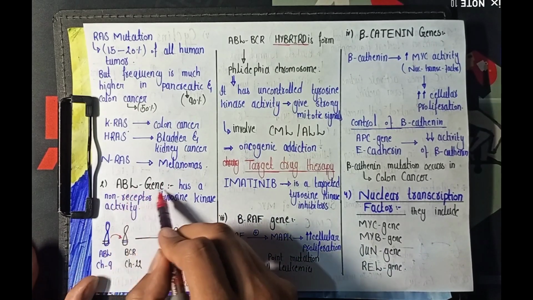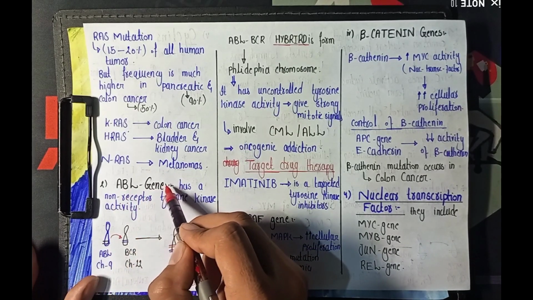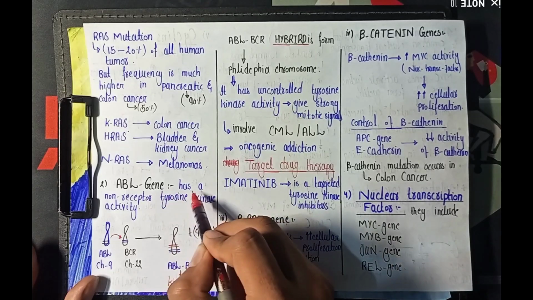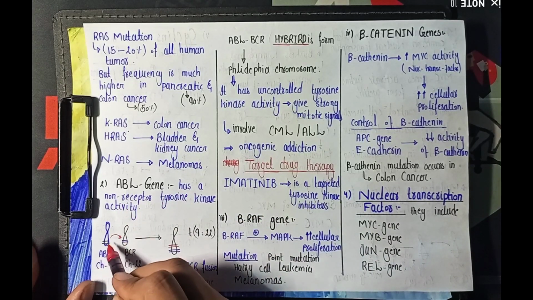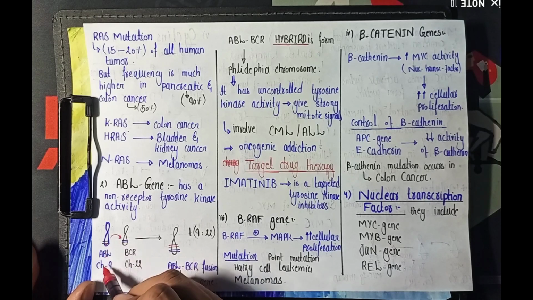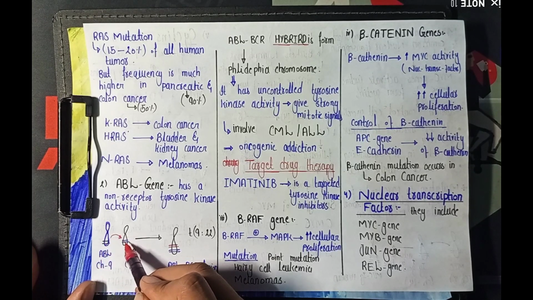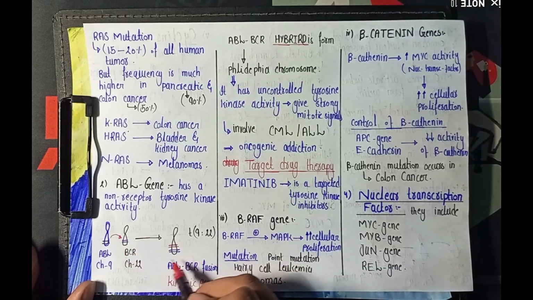The second one is the ABL gene. The ABL gene is also a signal transducer gene, and this gene has a non-receptor tyrosine kinase activity. Normally, the ABL gene is present on the long arm of chromosome number 9, and this ABL gene from chromosome number 9 is translocated towards chromosome number 22, where it binds with the BCR gene, and hence there will be BCR-ABL fusion and they form a chimeric gene.